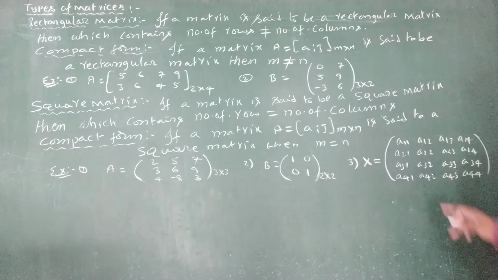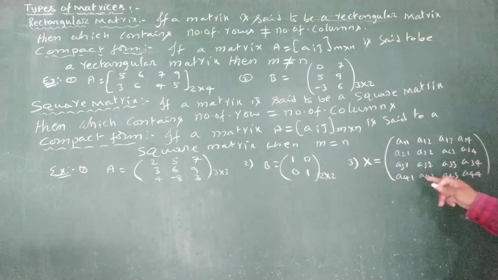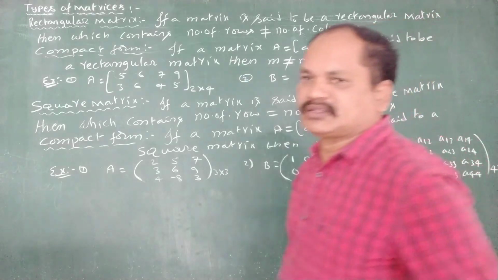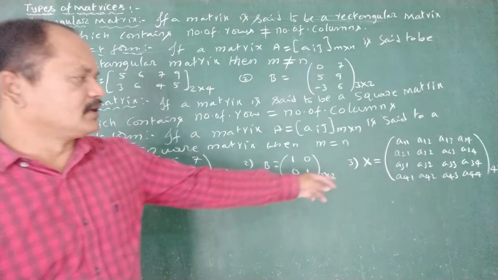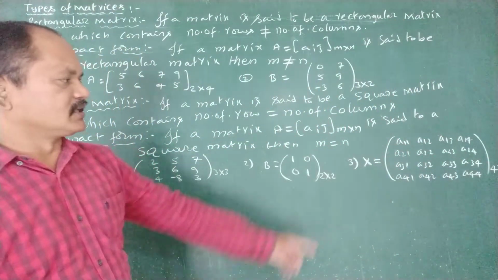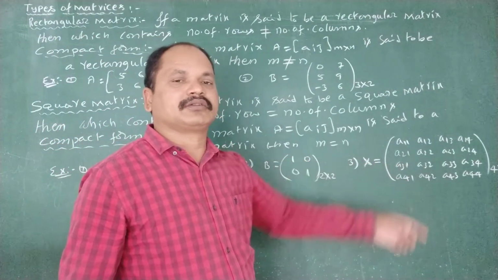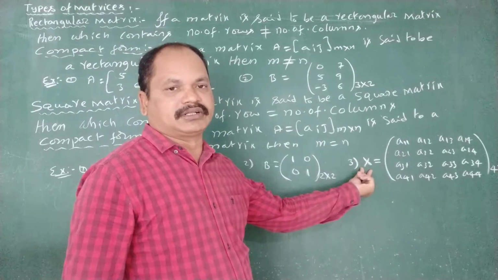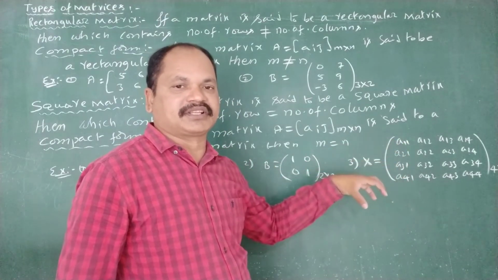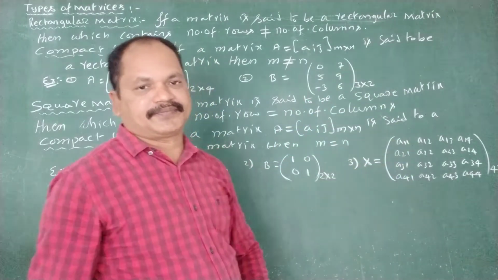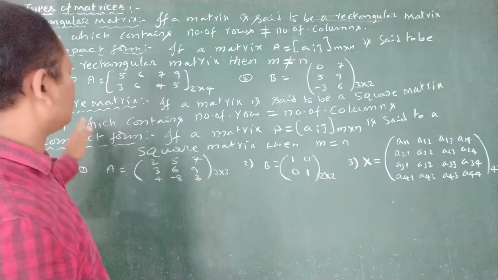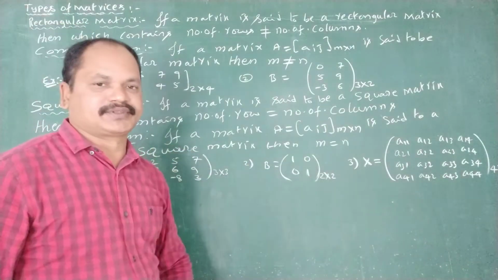Observe, this contains 4 rows and 4 columns. It is the 4 by 4 matrix. So that is the square matrix of order 4. That's why the entire matrix is represented by a capital letter. The elements in the matrix are represented by small letters. Clear? This is the definition for the square matrix and the examples.